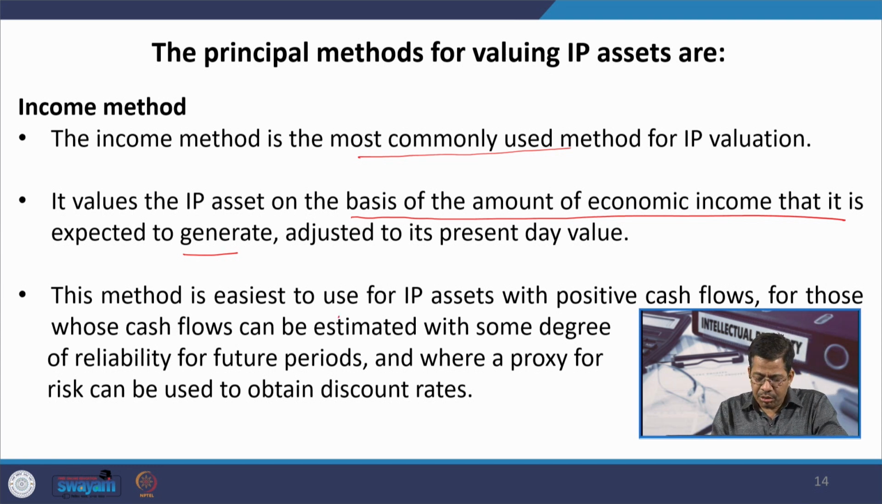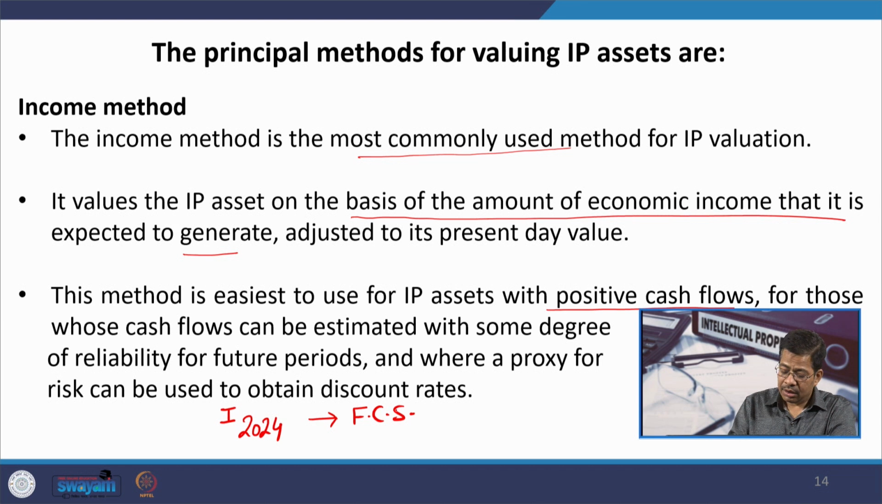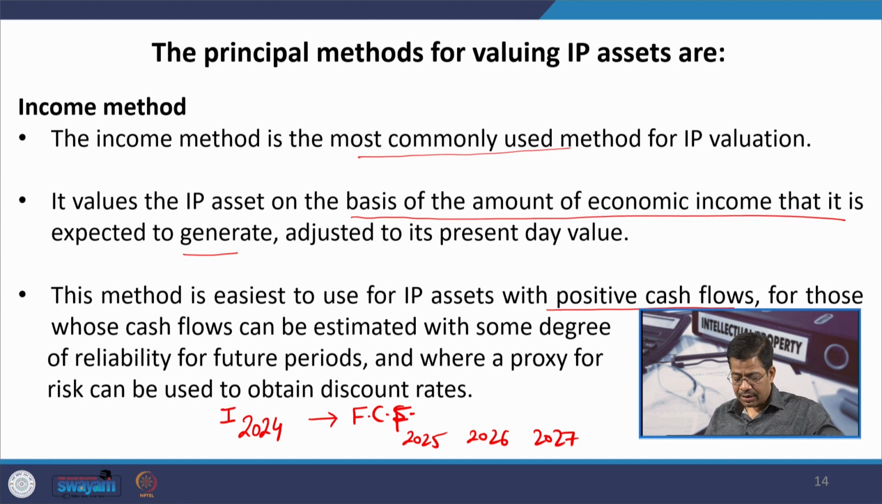Now, you are actually going to determine the future positive cash flows because of this IP. Today is 2024, and what are my future cash flows in 2025, 26, 27, and as we discussed during the prerequisite session, my IP will work, let us say, for the remaining 5 years. So, in 28 and 29.